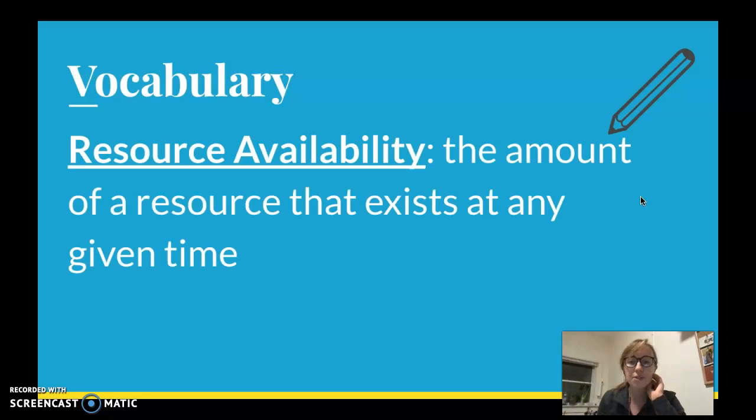All right, so resource availability. Okay, I think that we've talked about this before because every time that I try to say this word, I can't do it. Resource availability. If you don't already have this in your notes, go ahead and get it down. So this is the amount of resource that exists at any given time. So we could talk about water availability, talking about the amount of water that exists in the world, or clean water availability, which is more important to humans.